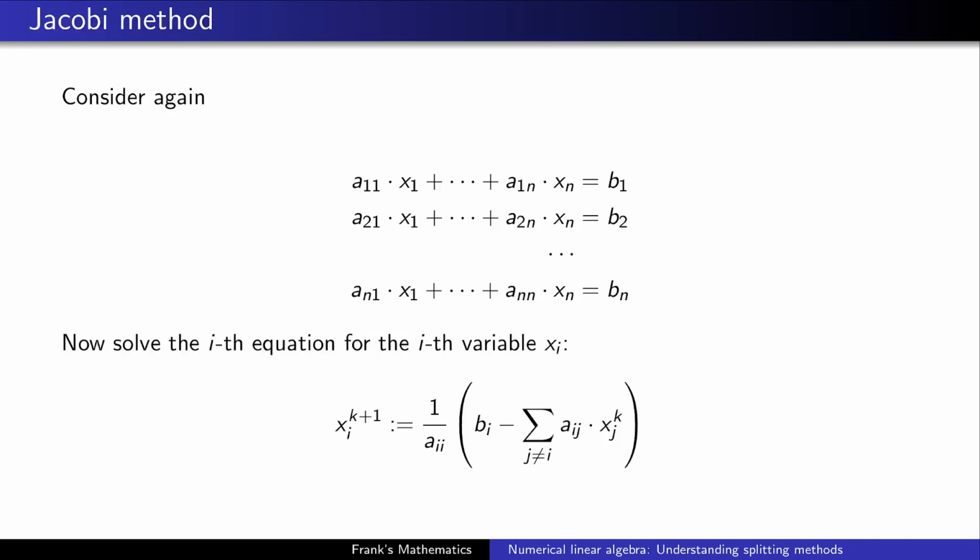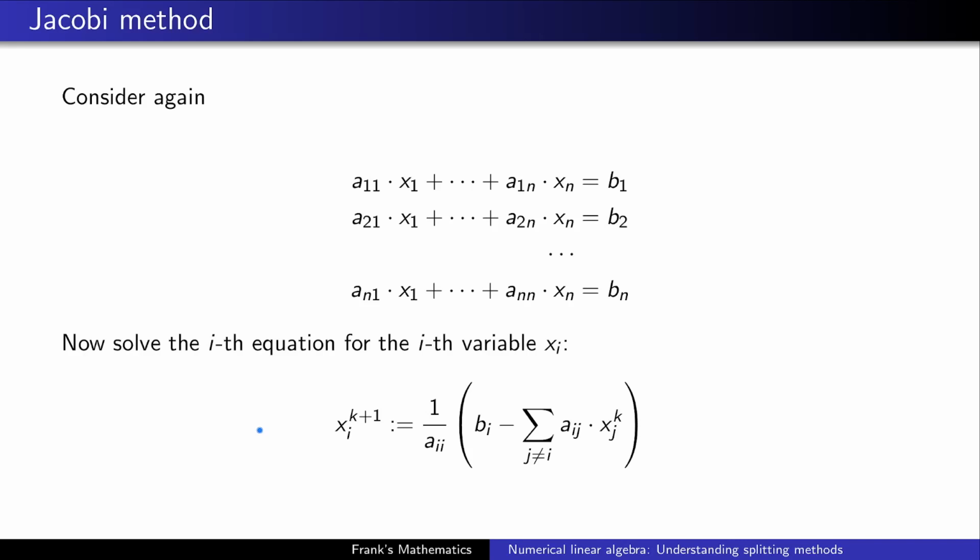For our first algorithm, the so-called Jacobi method, consider again our n linear equations, now here in this full form. And the idea of the Jacobi method is, okay, we take the ith equation and solve it for xi. So let's bring everything which does not contain xi to the other side and divide it by the coefficient of xi, which is aii, and call the resulting value xi^(k+1). And do this for all i, and you end up with a vector x^(k+1). This is the idea of the Jacobi method.